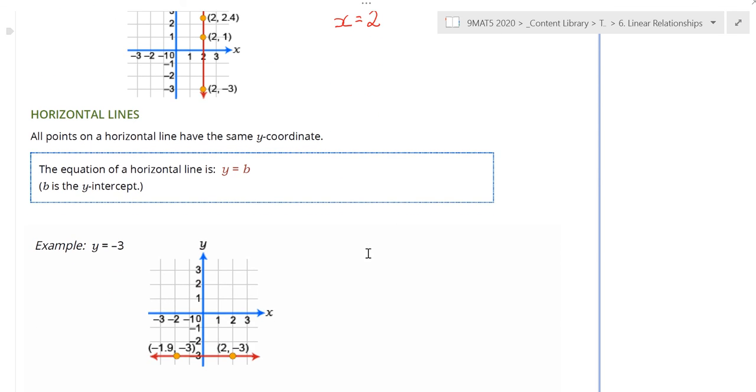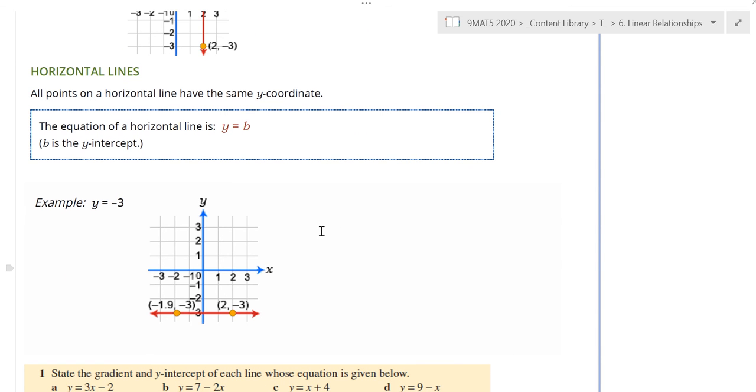For our horizontal lines, we have the same scenario. The y is always the same value. Looking at this one, we can see that this horizontal line is going along at the value of y equals minus 3. Our equation is simply y equals minus 3.